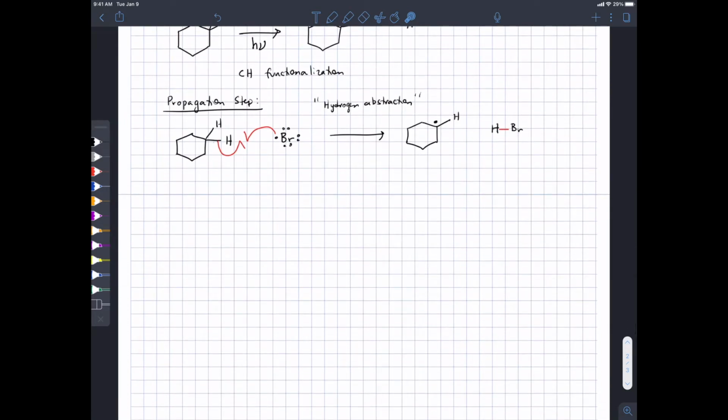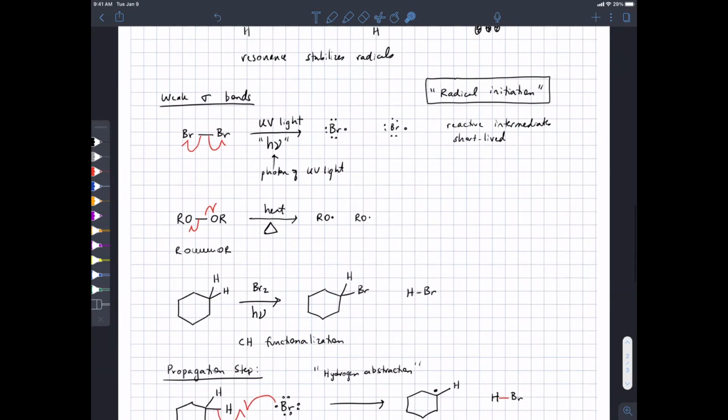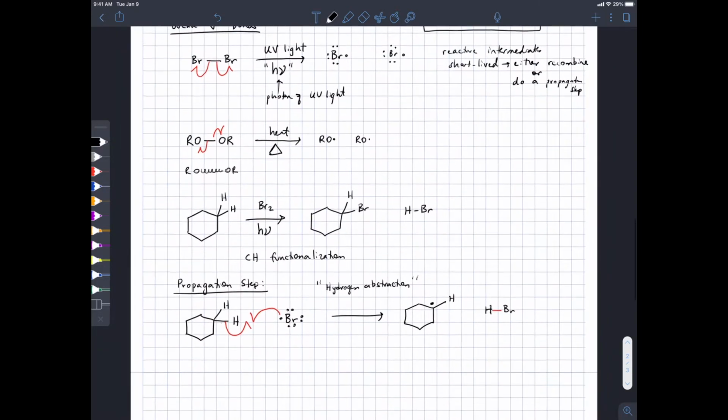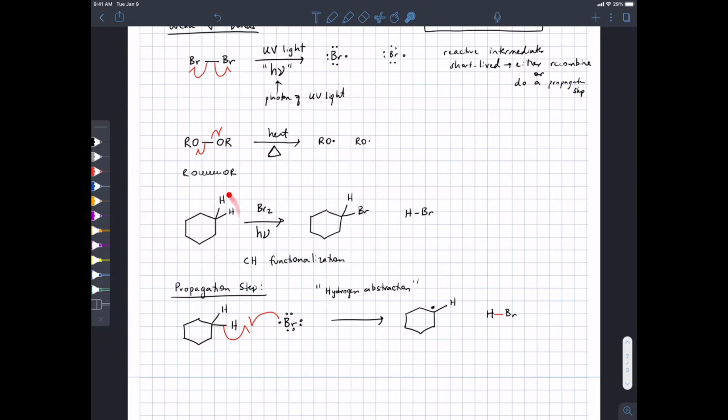In any case, actually, I want to go back to that. The reactive intermediate is short-lived. It will either recombine to form the bromine starting material, or it will do a propagation step. And generally, radicals are so reactive, and we've put bromine in a solution of cyclohexane. There's a lot of cyclohexane there. Probably the most common thing to have happen is this first hydrogen abstraction step.